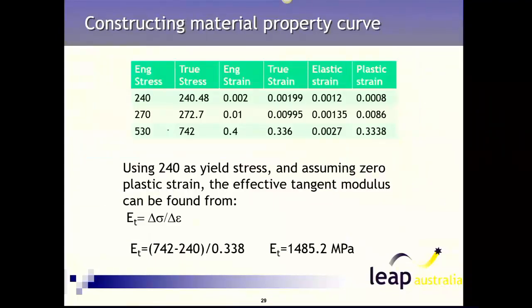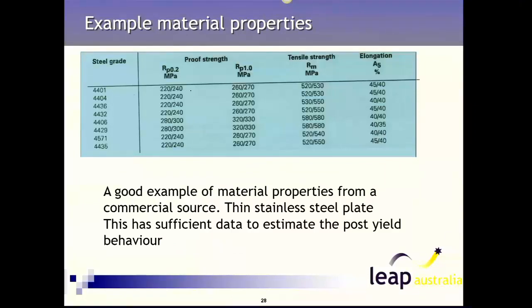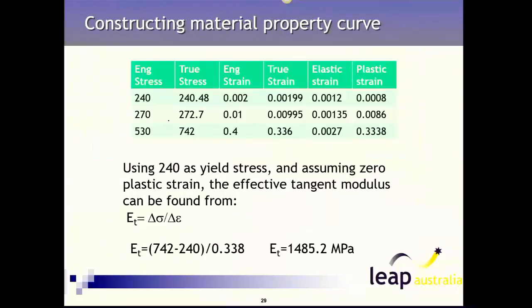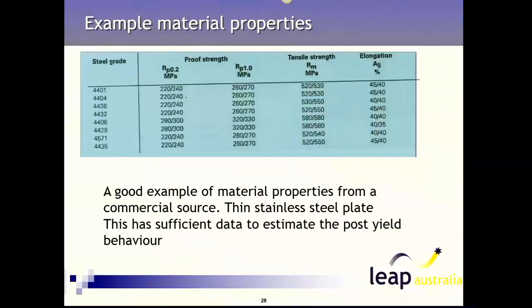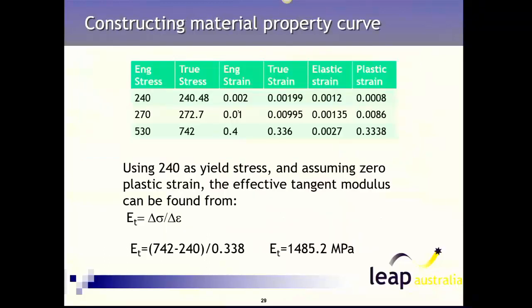Okay, so using those conversion equations I had before, here we've got the 240 and 270, which are basically our sort of double yield point. So we just decide which one of these we take as our yield stress. So if we look at the engineering strain, the proof stress is basically when your strain is 0.2%, and that's basically what we find here.